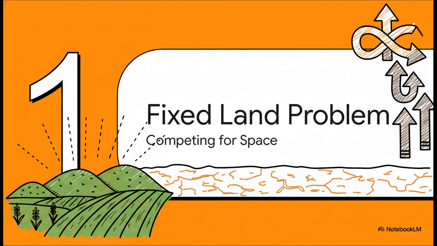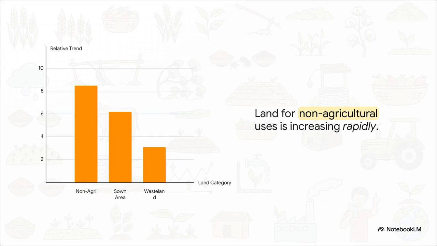All right, Section 1, the fixed land problem: competing for a finite resource. What's really fascinating here is the fierce tug of war for physical space. Land for non-agricultural uses is shooting up: expanding urban settlements, roads, industries, the whole shebang. But if you look closely, the net area sown, which is the actual land where crops are harvested, has also increased slightly. How is that possible if growing cities are eating up more room? Well, agriculture is essentially pushing outward into former wastelands, so the amount of barren and wasteland is shrinking to accommodate both our sprawling cities and our massive need for food.